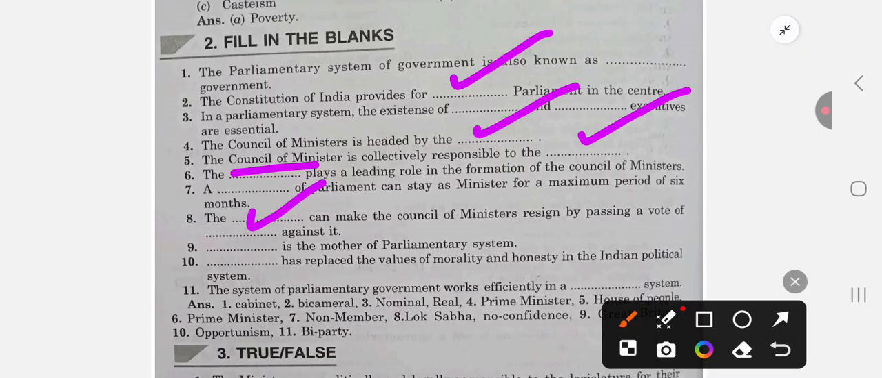Dash is the mother of parliaments: Great Britain. And question number 10: dash has replaced the value of morality and honesty in the Indian political system. Dash means opportunism has replaced the values of morality. And question number 11: the system of parliamentary government works efficiently in a bi-party system. That's true.